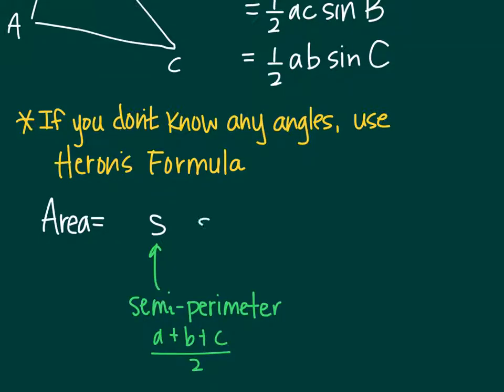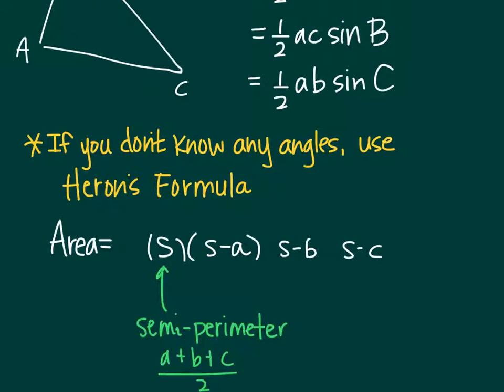Once you know the semi-perimeter, then you're going to do S minus A and S minus B and S minus C, so the three different sides. You're going to times all those together. And after you times them all together, you're going to square root it. And that is Heron's formula. Okay, so he came up with that.